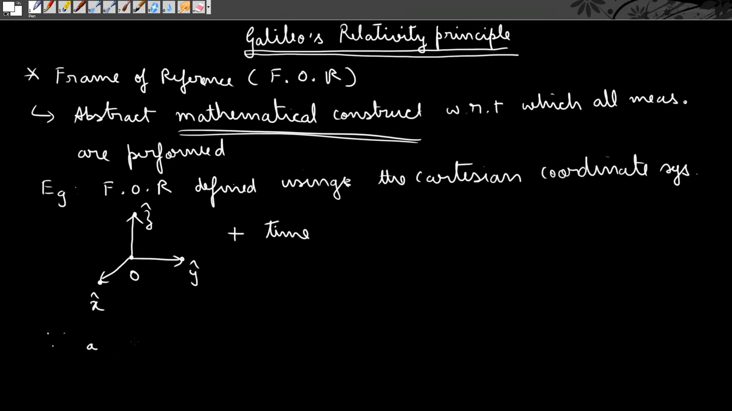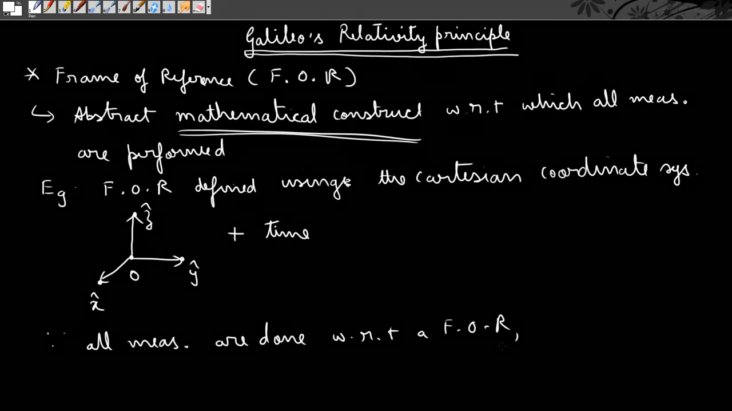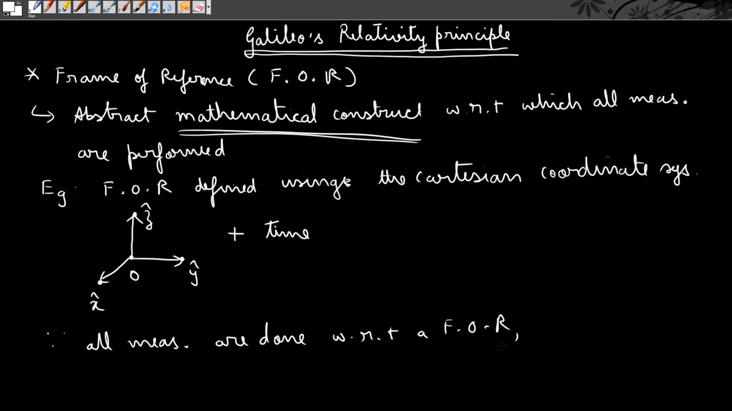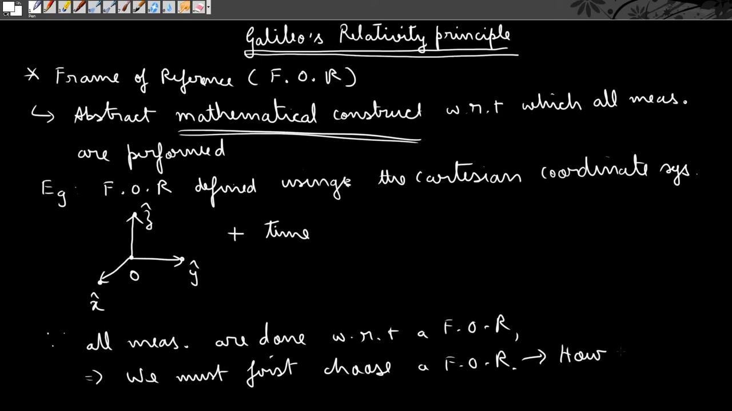Now, since all measurements are done with respect to a frame of reference, our first job before we start any calculations regarding the mechanical properties of a system is to choose a frame of reference. So this implies we must first choose a frame of reference. All right? But the next question is, how do we choose this? What frame of reference do we need to choose? How do we answer this question?